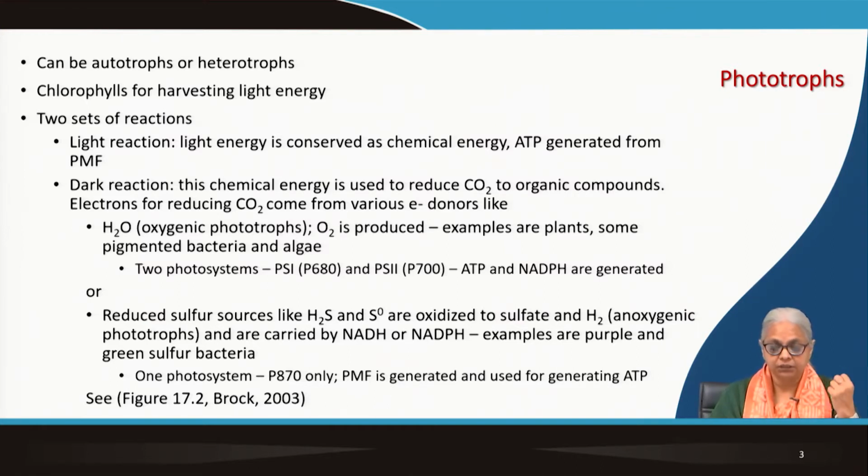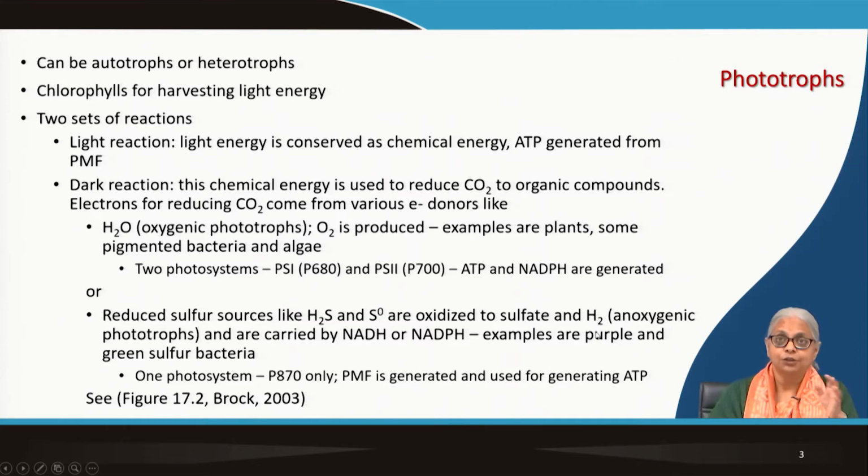So light energy in the form of these wavelengths is what is being utilized, and in the process ATP as well as reducing power are generated. And if you remember again back from aerobic respiration, you remember that reducing power can be used to generate ATP. So that remains the same thing.